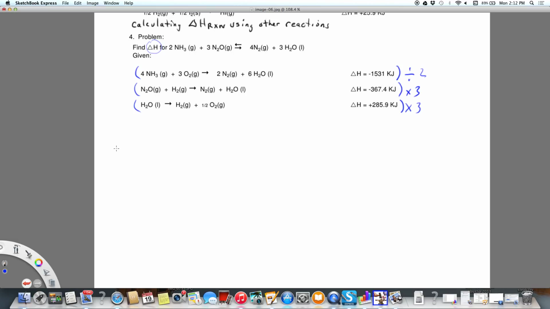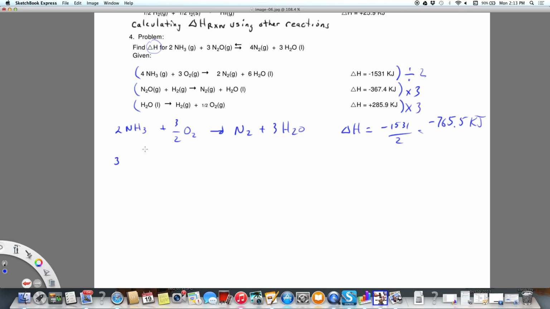So let's go ahead and divide this first reaction by 2. We have 2 ammonia plus 3 halves of a mole of O2 produces 1 N2 plus 3 H2O. Delta H for that reaction would be minus 1531 divided by 2, which is equal to minus 765.5 kilojoules. So that's the first reaction. And ammonia is on the right side. And 2, we don't have 4, but we'll see that it will add up in a minute.